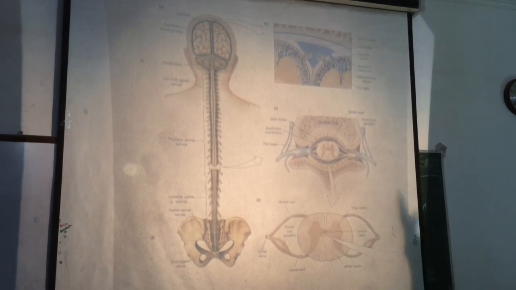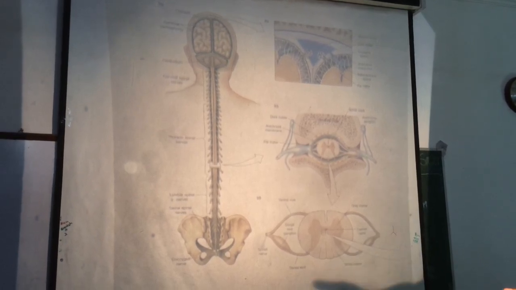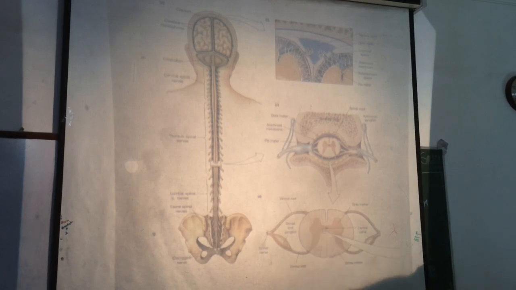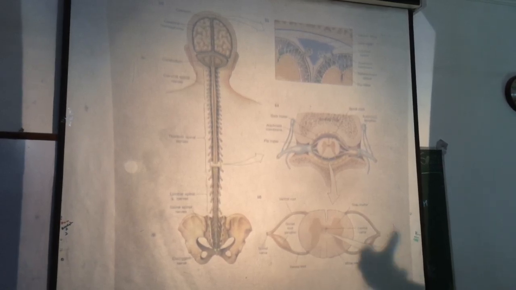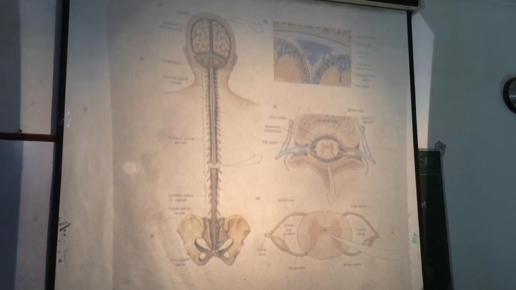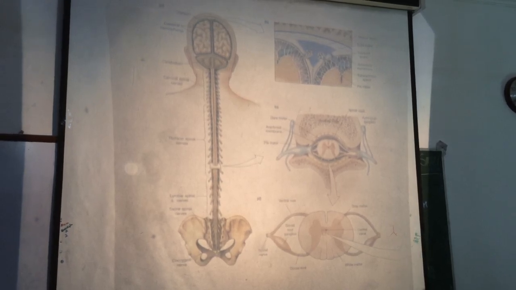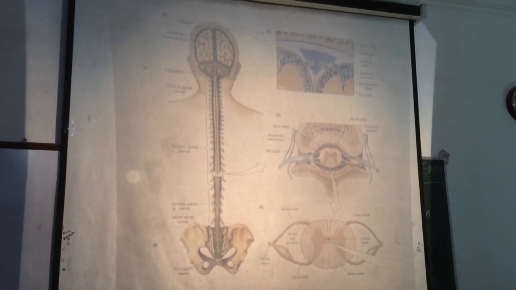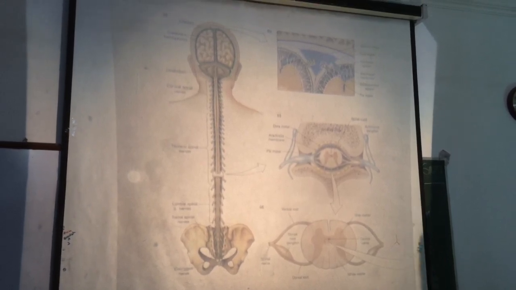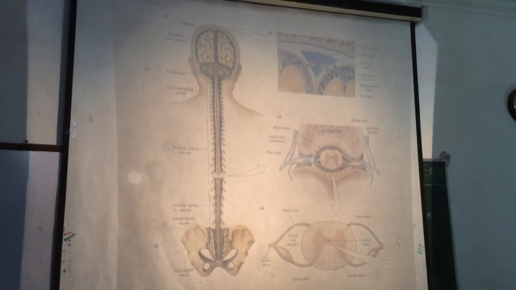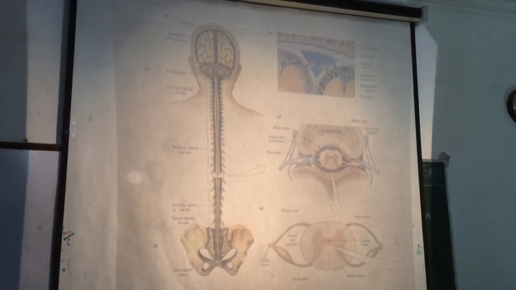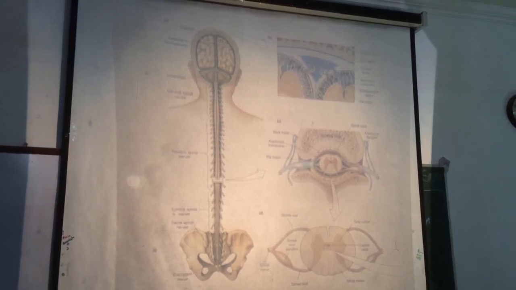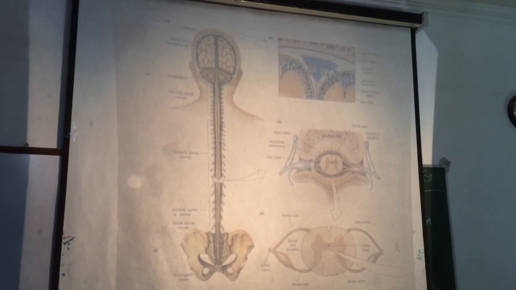Posterior ramus is smaller, and posterior rami pass posteriorly to supply the skin and muscles on the back of the body. So posterior rami of the spinal nerves pass posteriorly to supply the skin and muscles of the back.